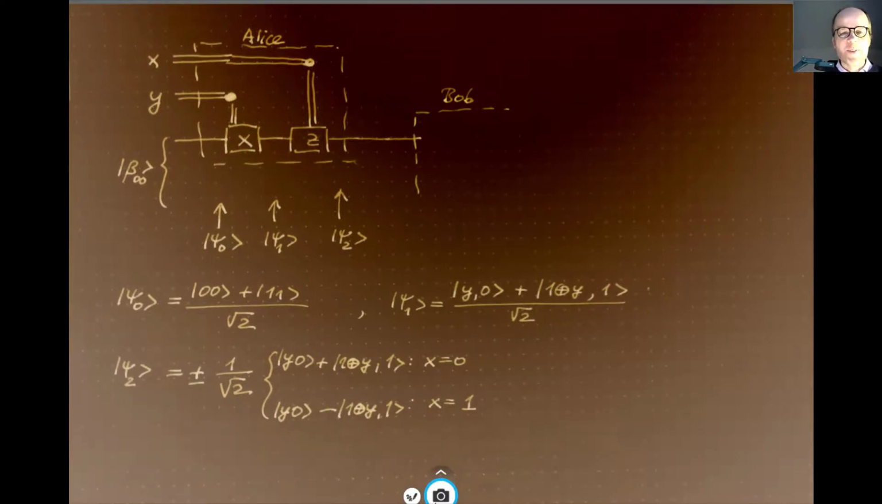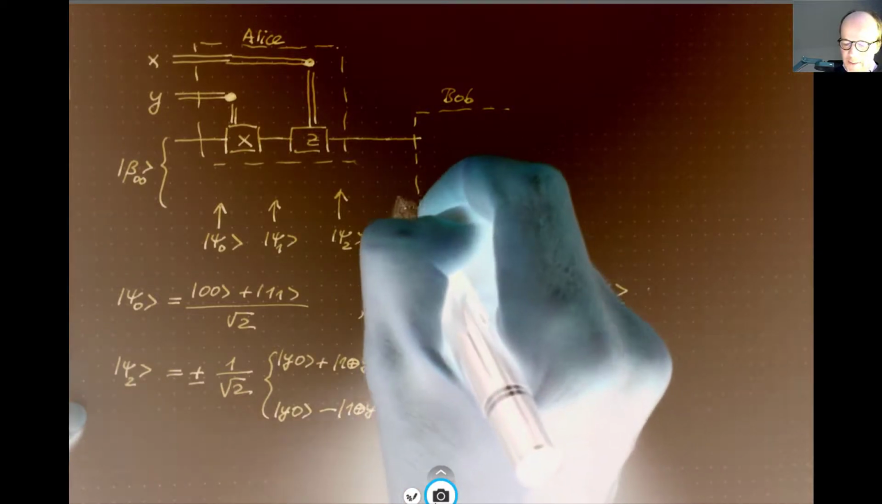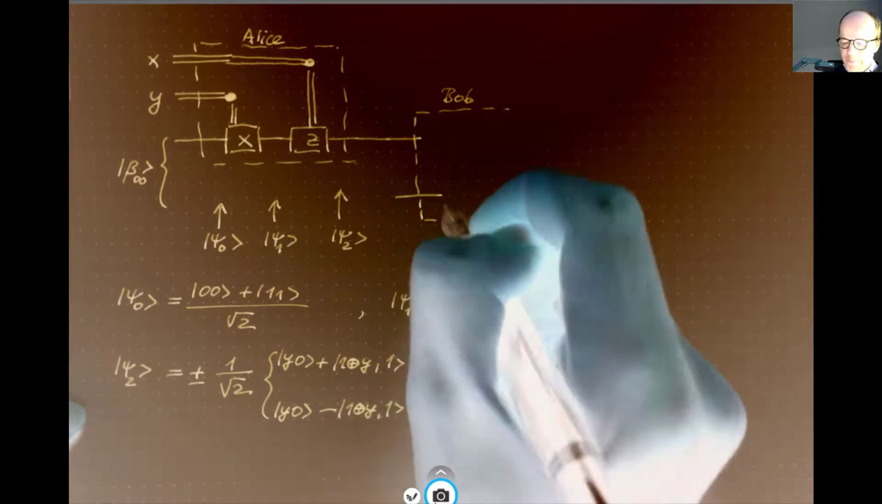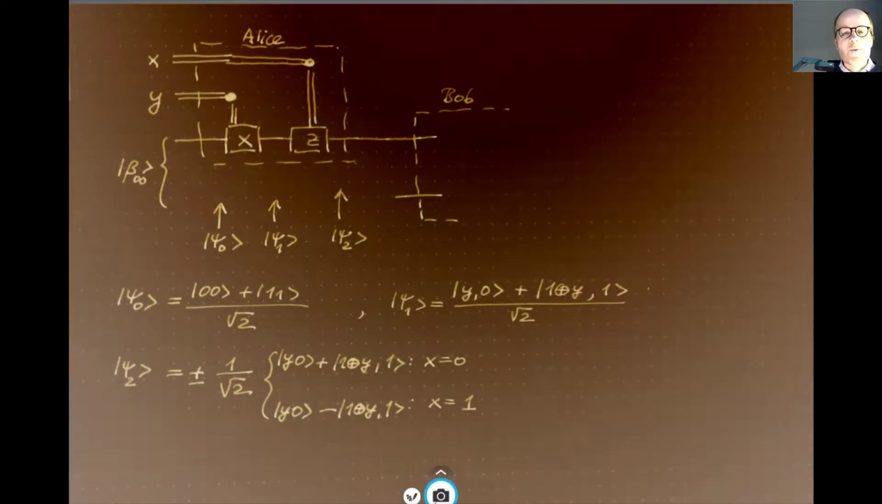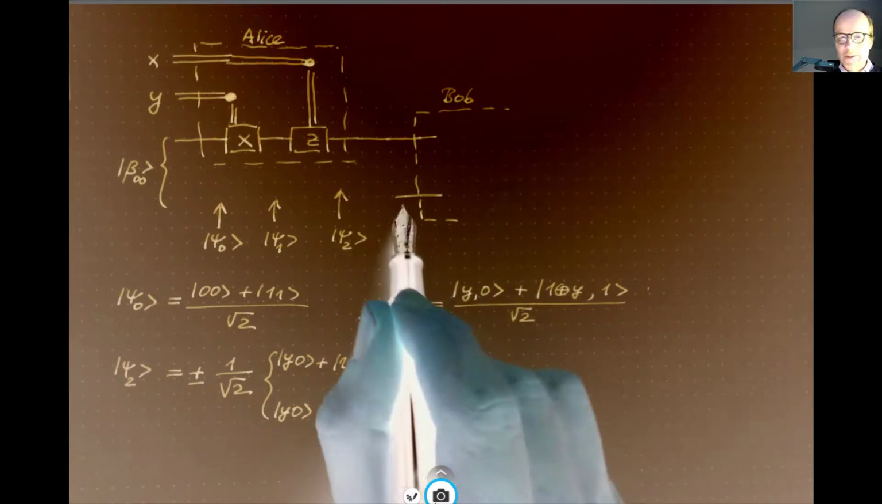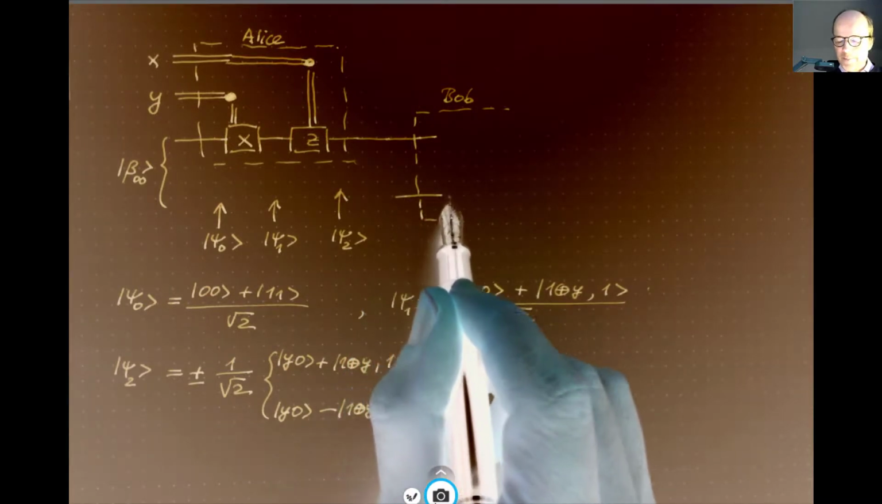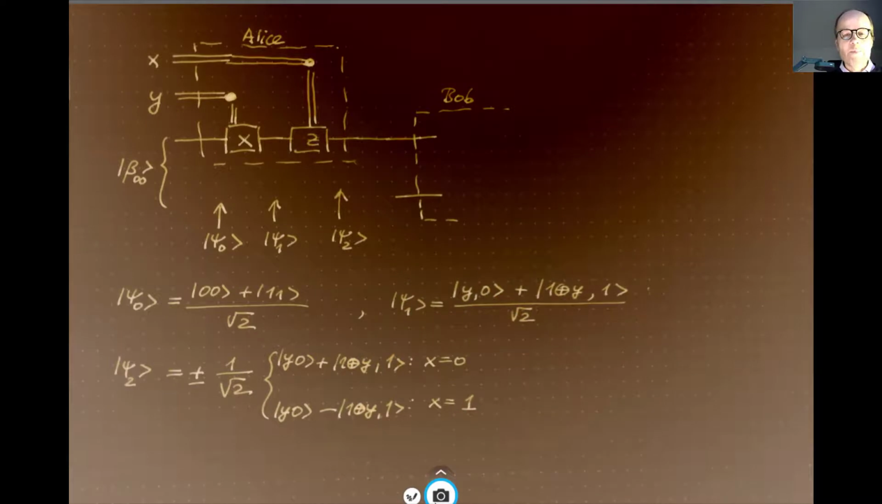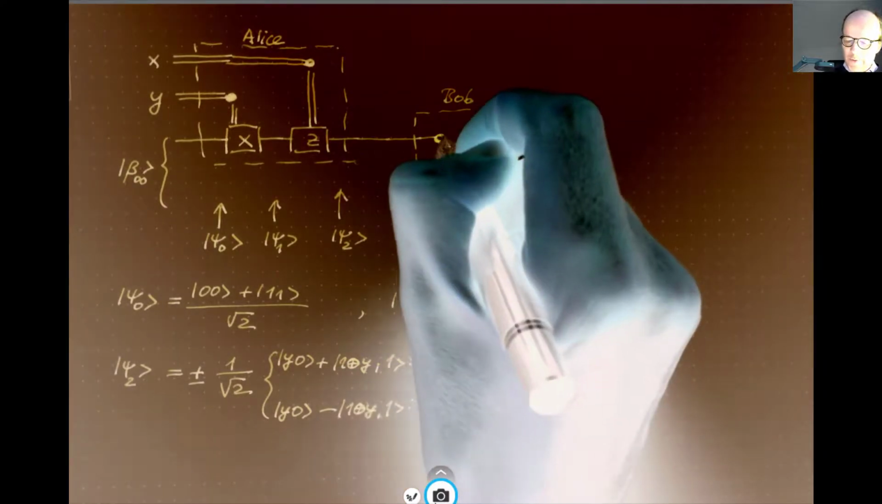What does Bob do? Bob still has his member of the Bell pair, and this is the second line down here. This indicates Bob's member of the Bell pair, which was always in the possession of Bob, and now in addition he receives the other member from Alice. And the first action that Bob performs is a controlled NOT on these two qubits.